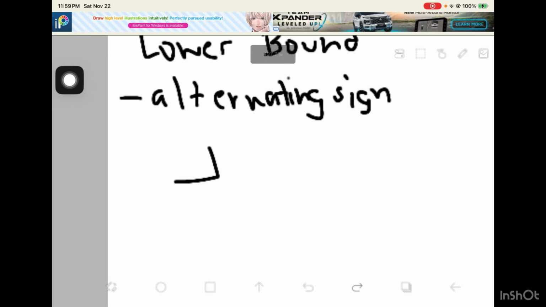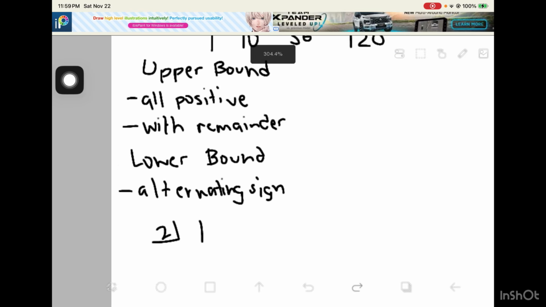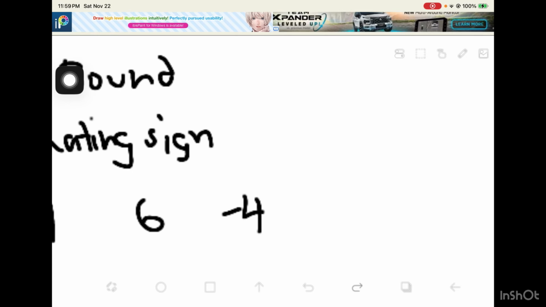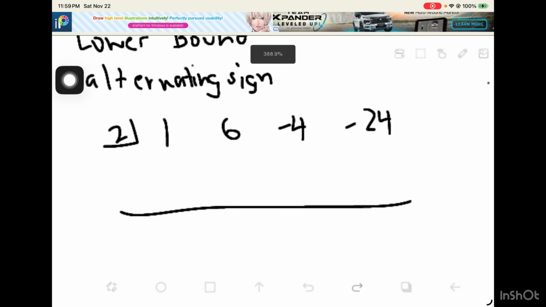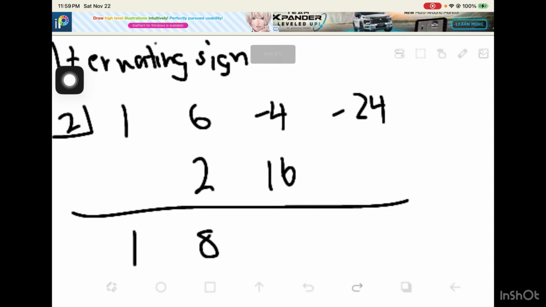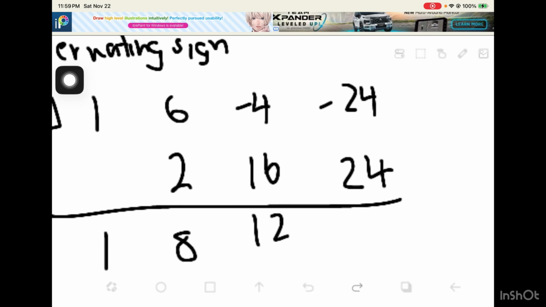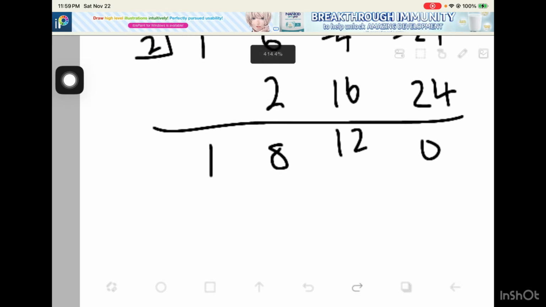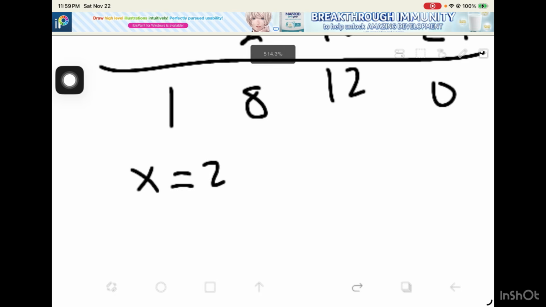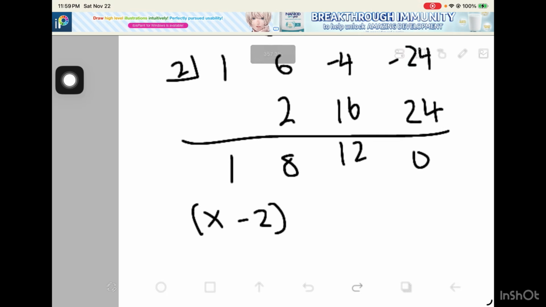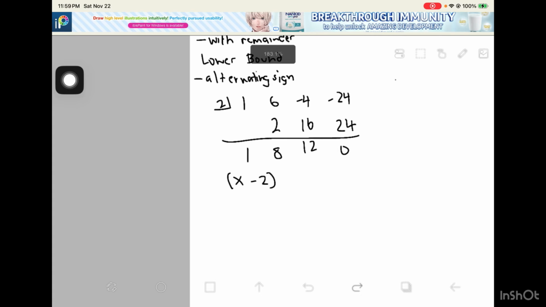So if we do 2, we get 1, 6, negative 4, negative 24. And that's 1, drop down 1, 2, 8, 16, 12, 24, 0. So therefore, x can equal 2. So one of the factors is x minus 2, because when we plug in 2, it's 0.